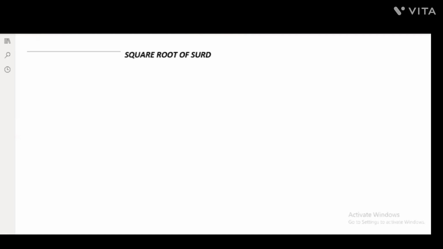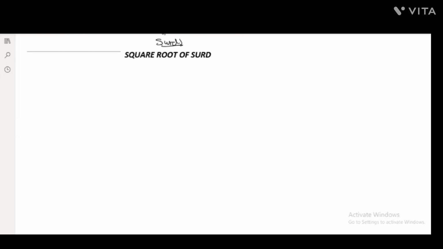Hello everyone. So today we are going to discuss the third topic. In that I'm going to discuss a subtopic of square root of a third. So how to find the square root of a mixed third or a compound third.